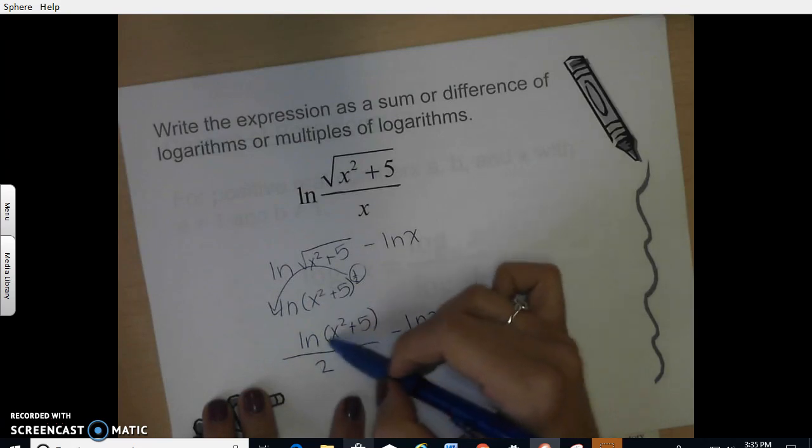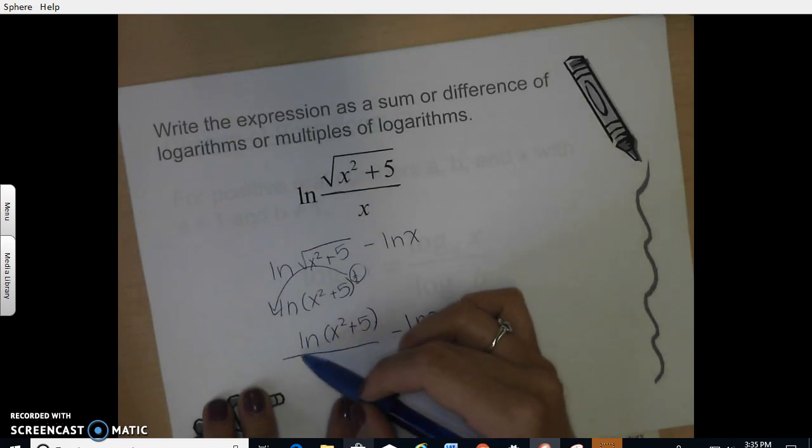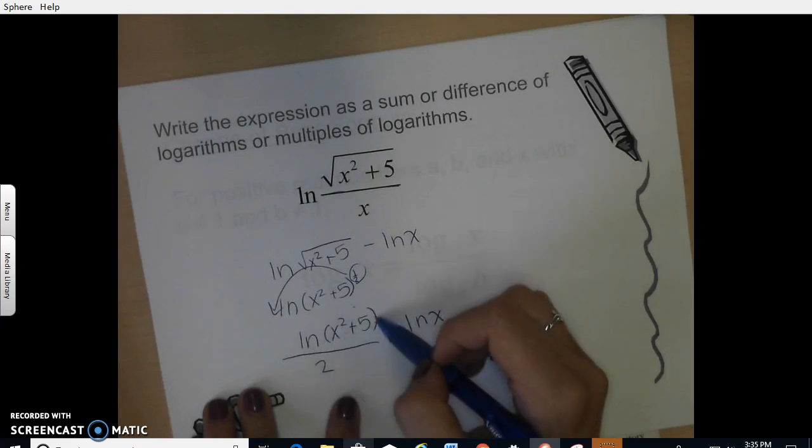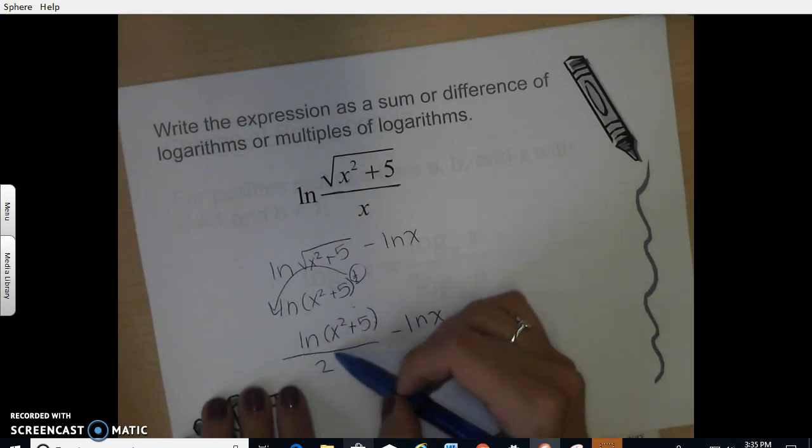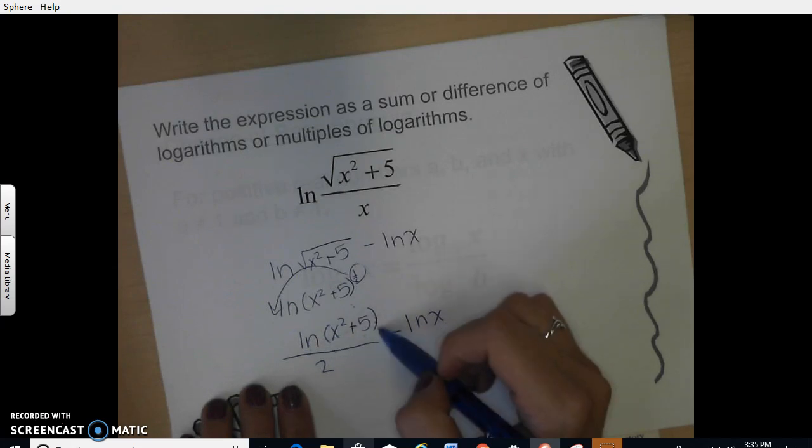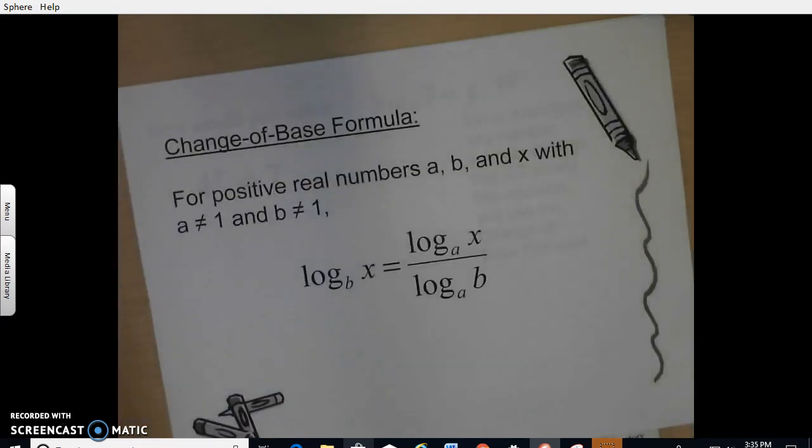We can't separate this here because it is not ln of x squared plus the ln of 5. It is the ln of x squared plus 5. So this quantity stays together.